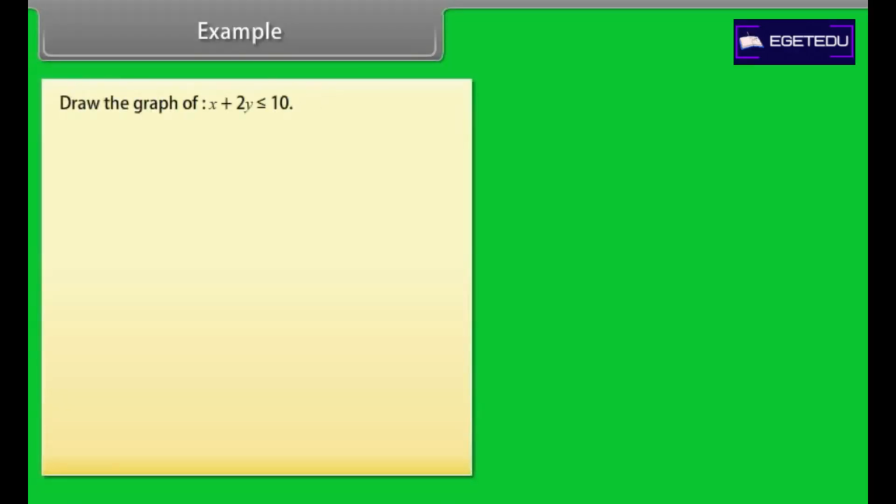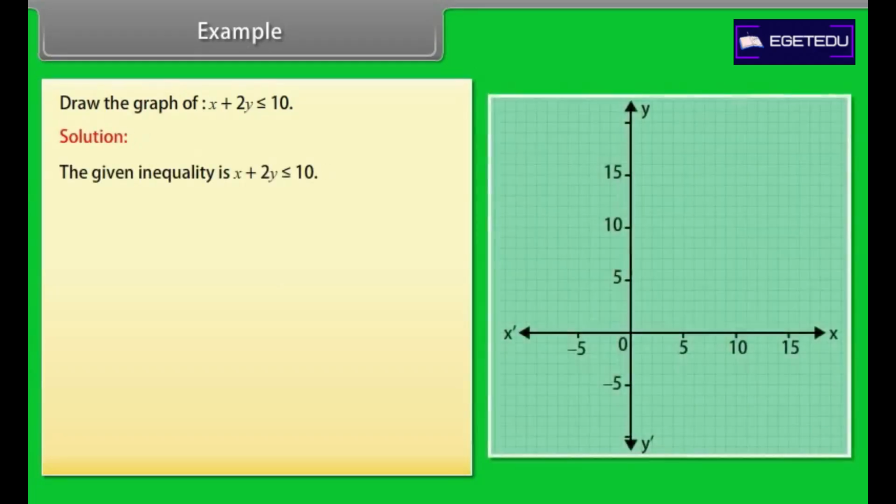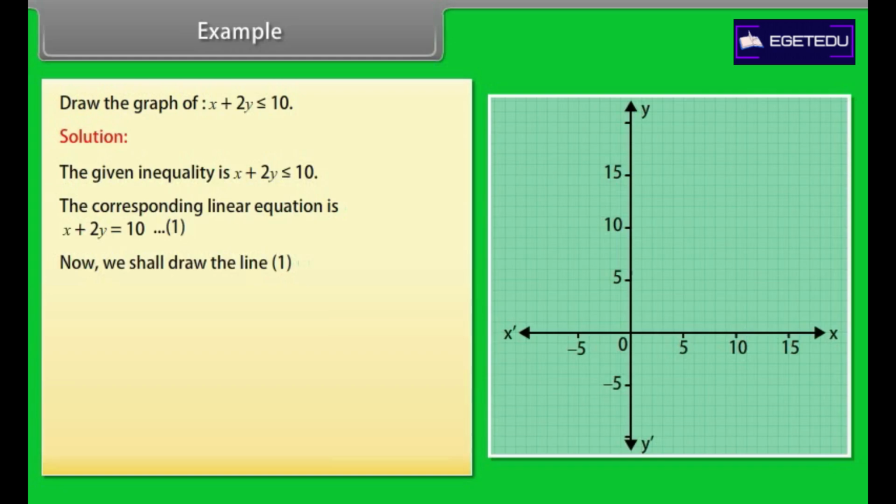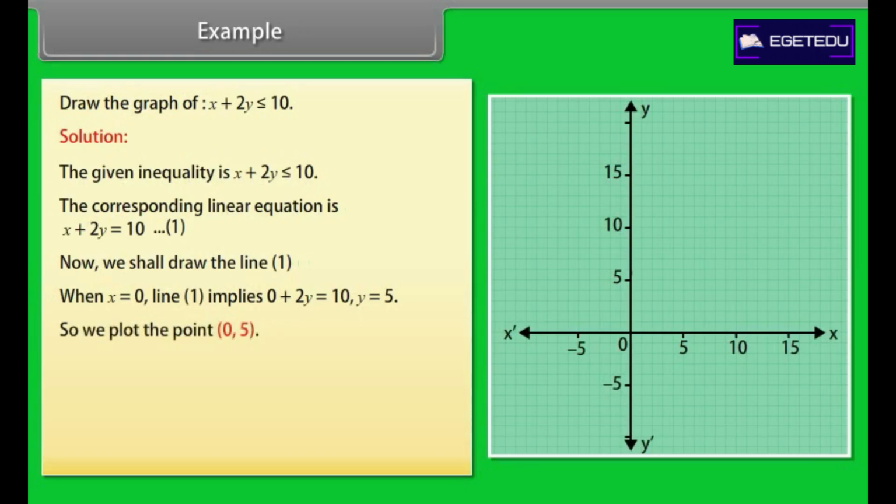Example: draw the graph of x plus 2y less than or equal to 10. Solution: the given inequality is x plus 2y less than or equal to 10. The corresponding linear equation is x plus 2y is equal to 10. Name it as 1. Now we shall draw line 1. When x is equal to 0, line 1 implies 0 plus 2y is equal to 10, y is equal to 5. So we plot the point 0, 5.